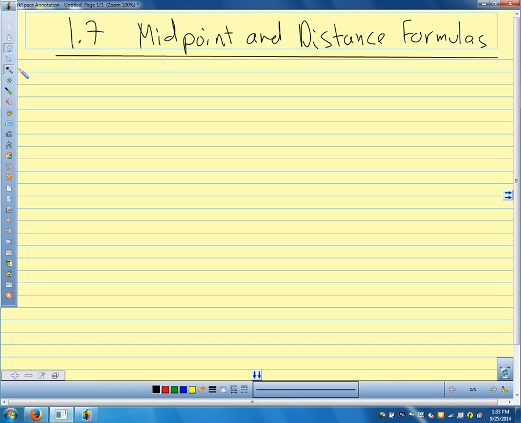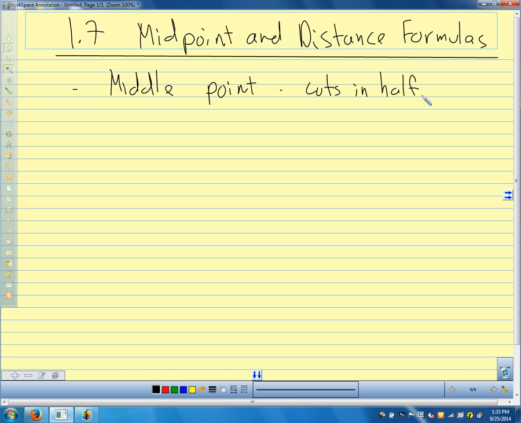All right, so midpoint. What do we mean when we're talking about a midpoint? What does the word tell us? The middle point. So we're talking about the midpoint of a segment. What does the midpoint do to the segment? Cuts it in half.